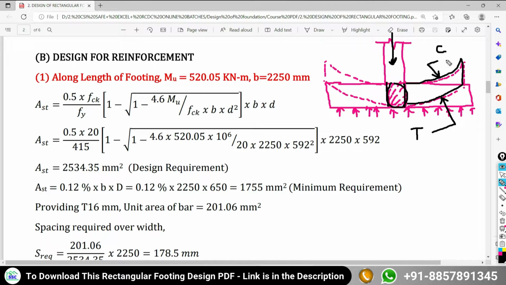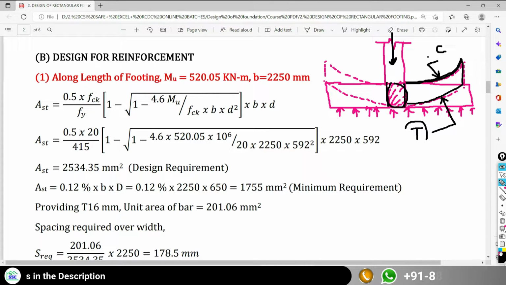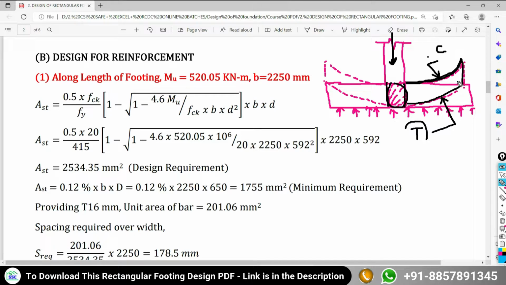The top face will undergo compressive stresses and the bottom face will undergo tensile stresses. As we know, wherever in a structural element there are tensile stresses, we have to provide the reinforcement. That's why in the foundation slab we need to provide the reinforcement on the tension side.